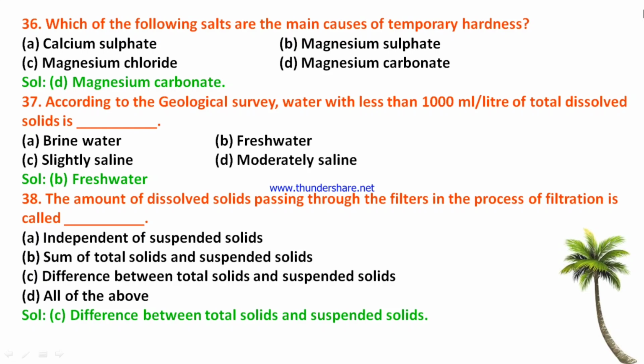Next. The amount of dissolved solids passing through the filters in the process of filtration is called independent of suspended solids, sum of total solids and suspended solids, difference between the total solids and suspended solids, or all of the above. And the correct answer is difference between total solids and suspended solids.